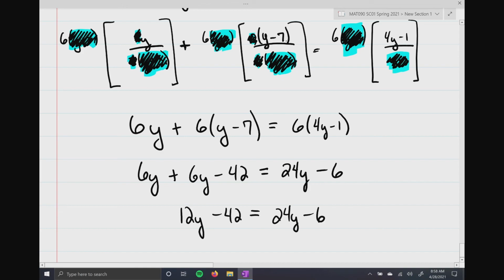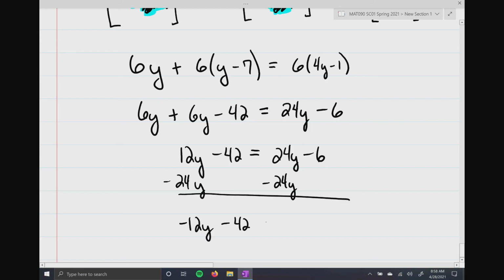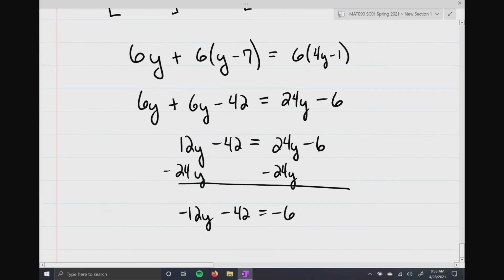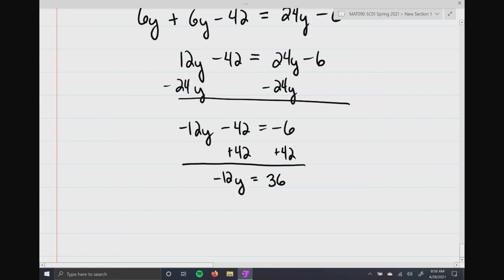Now I will get variable terms together, constant terms on the opposite side. So I will subtract 24y. I just chose that. 12 minus 24 is negative 12y, minus 42 equals negative 6. I will add 42 to both sides. That gives me negative 12y equals 36. And then I divide both sides by the number in front of the variable. So I divide both sides by negative 12 to give me y equals negative 3.